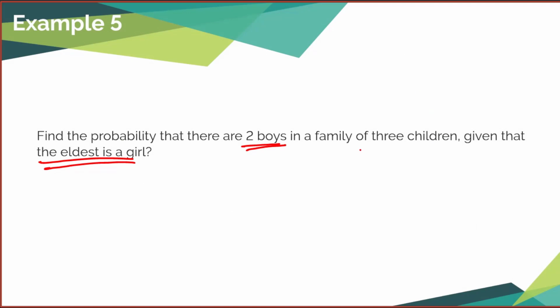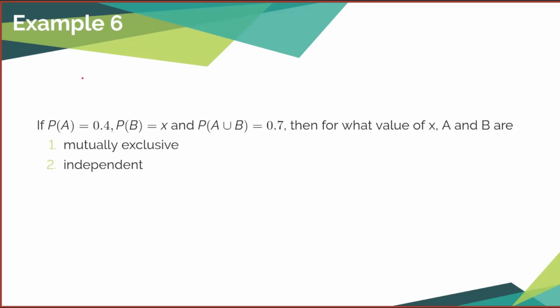So the next example is example number 6. We are given probability of A, probability of B, which is an unknown quantity X, and probability of A union B. We have three values. Now we have to find out for what value of X, A and B are mutually exclusive and independent.